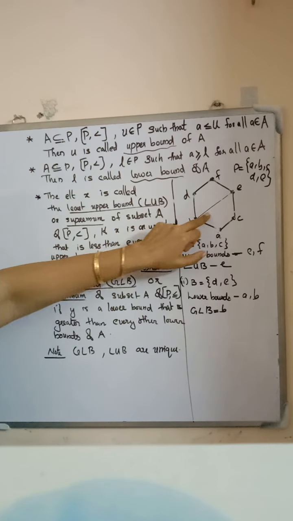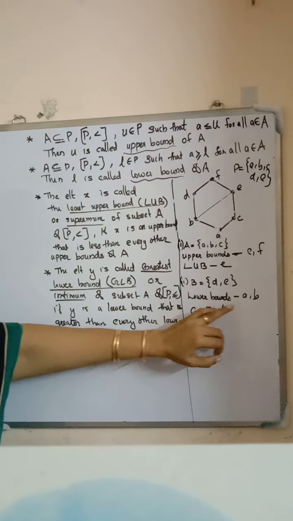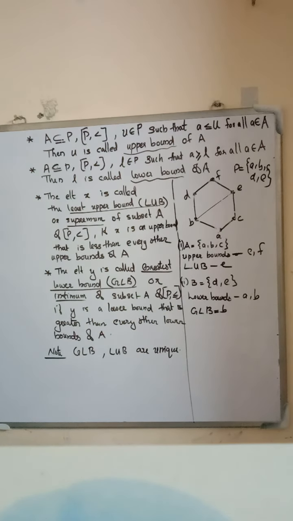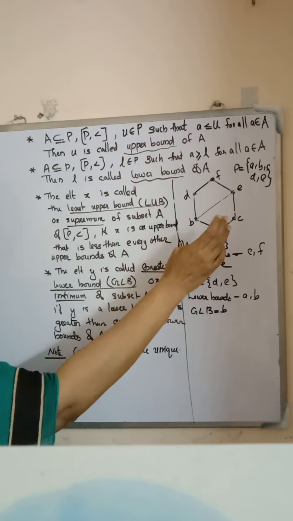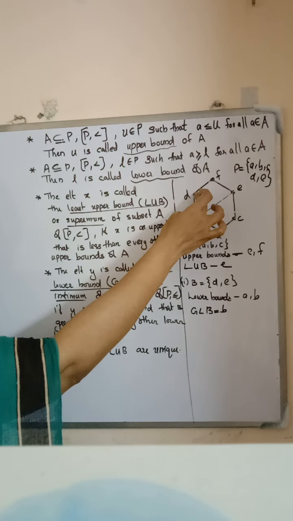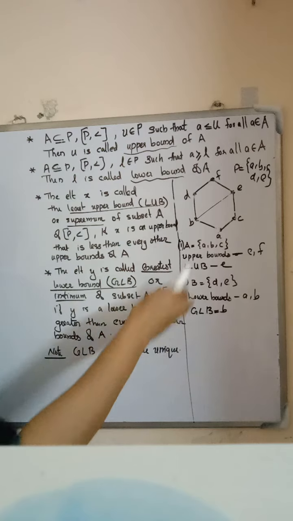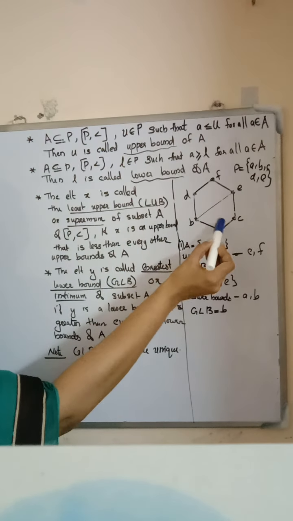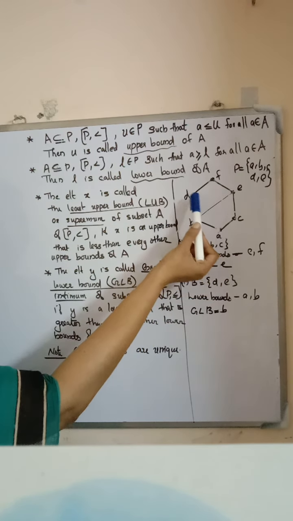Also B less than E. So B is in the lower bound. Is A in the lower bound? Yes, because A is related to B, B is related to D, so definitely there is a relation from A to D. So A less than D.